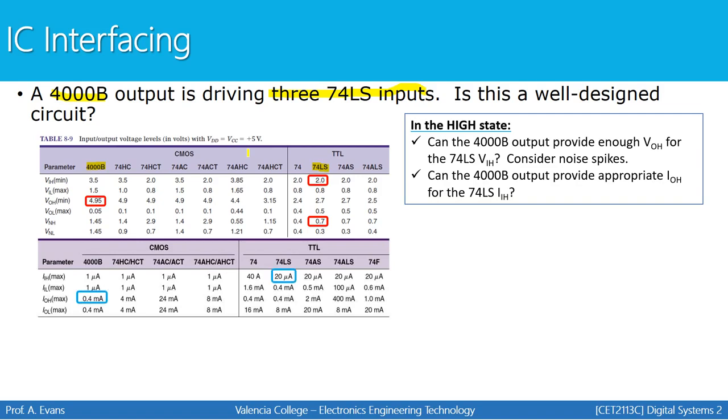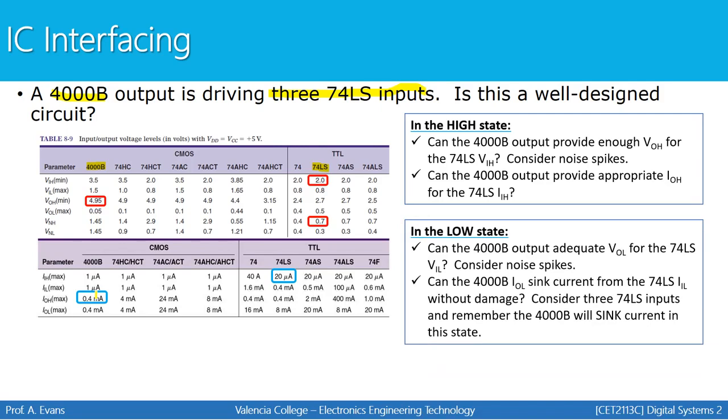If we look at the current, keep in mind that the 4000B is going to be sourcing 0.4 milliamps, and the 74LS requires 20 micro. There are 3 inputs, so 20 times 3 would be 60 micro. This is definitely going to supply enough current for those 3 inputs in the high state. So no issues in the high state. It is voltage and current compatible in the high state.